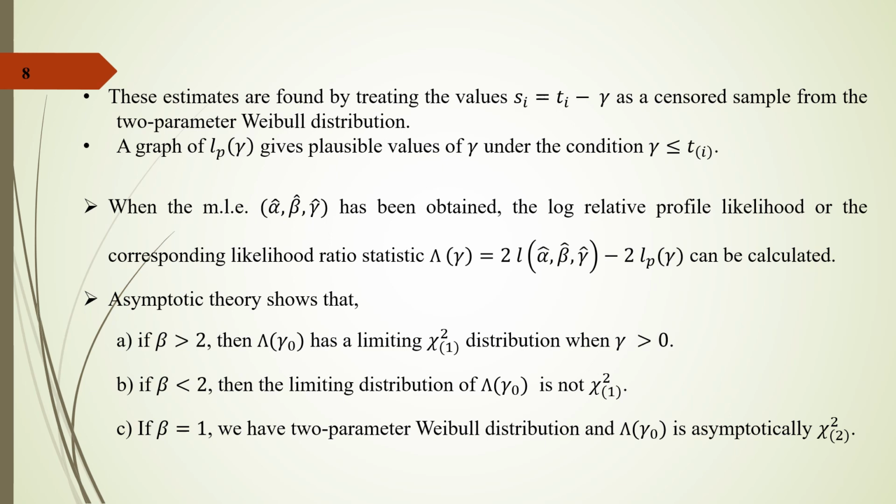Asymptotic theory shows that if beta is greater than 2, then capital gamma of small gamma naught has a limiting chi-square distribution with 1 degree of freedom when gamma is greater than 0. If beta is less than 2, then the limiting distribution is not chi-square with 1 degree of freedom. If beta is equal to 1, we have a two-parameter Weibull distribution and the statistic is asymptotically chi-square distributed with 2 degrees of freedom.